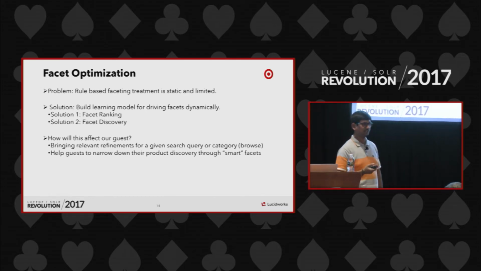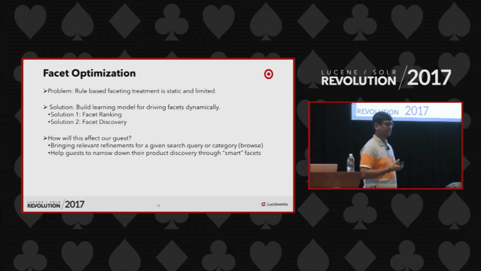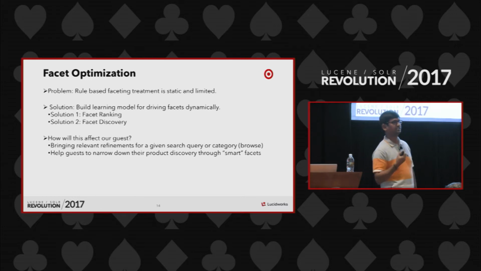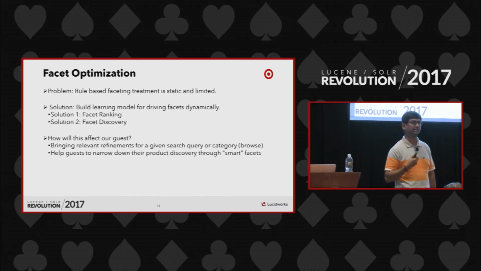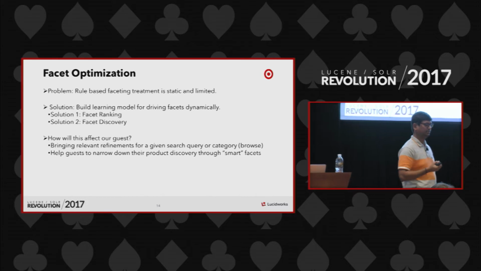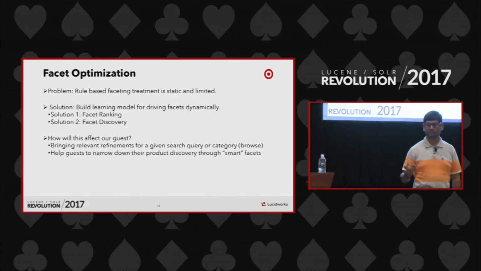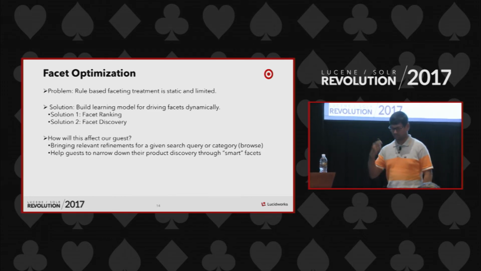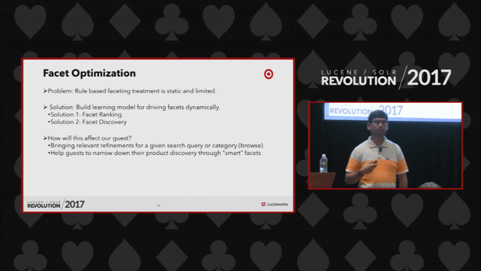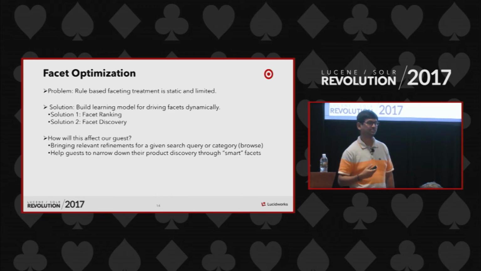So facets are very important for search experience from the guest perspective, because if your facet engagement is good on the site, it helps the guest narrow down the search results as quickly as possible. So they can find the relevant results they are interested in by filtering by brand or size and different filters that you show on the results page. But how do you know what filters are important for a search query? Doing this at a query level is a big challenge.